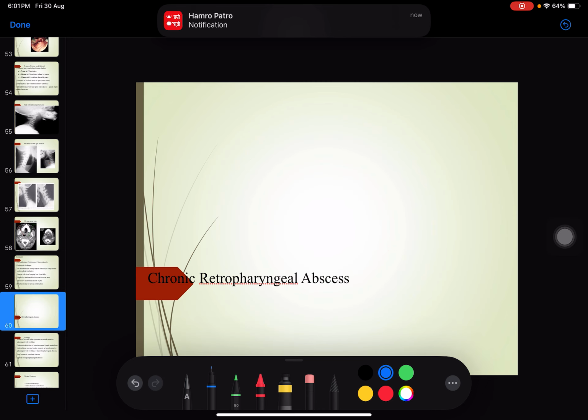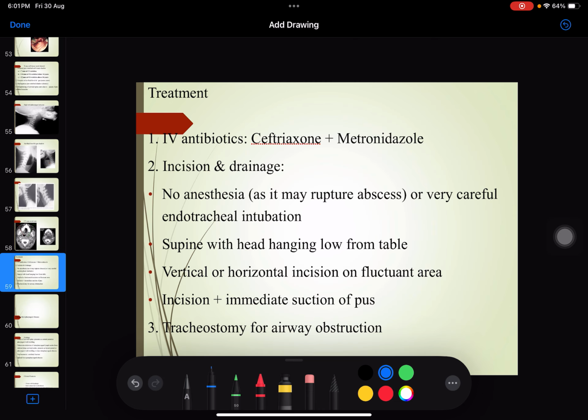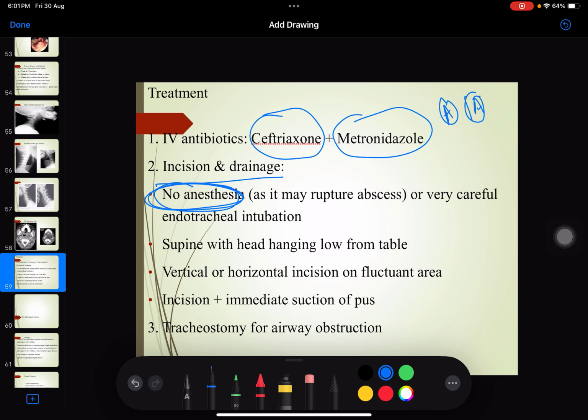Now let's come to the treatment of retropharyngeal abscess. The treatment is that you will give ceftriaxone and metronidazole. You want to cover both aerobic as well as anaerobic organisms. And incision and drainage is a must. Why is incision and drainage a must? See, there's no use of anesthesia. The patient lies under the table. Suppose this is your bed, the patient lies over here, his head is hanging down, and then I just go and give an incision at this particular area to drain out all the retropharyngeal abscess.